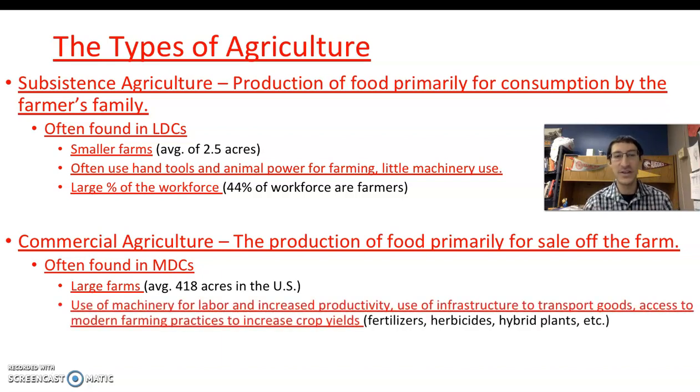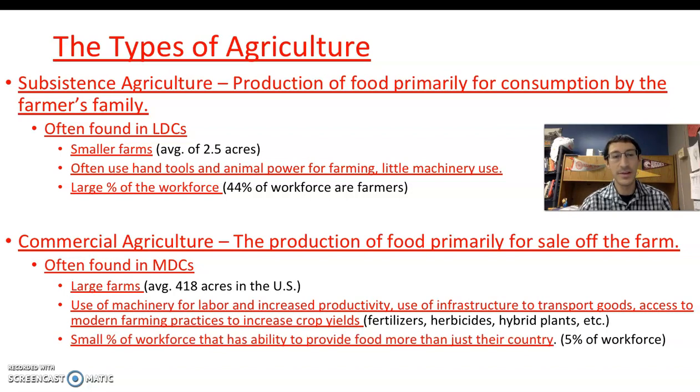So more technology is used here. We have machine labor, which increases productivity because you don't need as many humans and the machines can work faster and more diligently. You have better infrastructure to support the transporting of goods, so think roads, bridges, waterways, airlines, railroads, in order to more effectively sell these goods. And then there's access to modern farming practices to increase the crop yield: better fertilizers, herbicides, hybrid plants that are drought resistant, pesticide resistant, things of that nature.